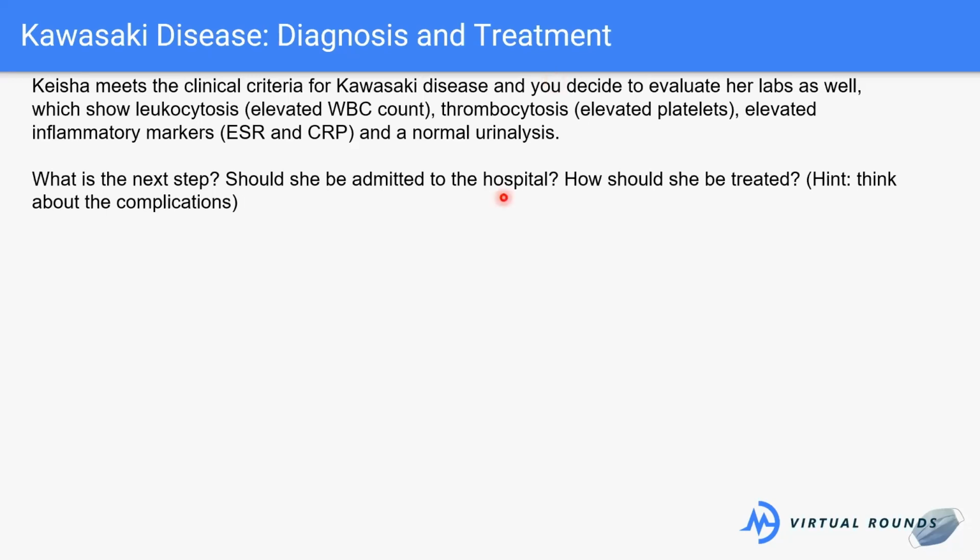Yes, for monitoring. This is a serious diagnosis with lots of complications, so it's important for her to be admitted so we can keep an eye on her and treat her. So a couple of things: how do we think she should be treated, and should there be any more evaluations? As a hint, I want you to think about the complications we talked about. Is there anything else you want to look at, or if you have an idea of how we treat this, you can also put that in the chat.